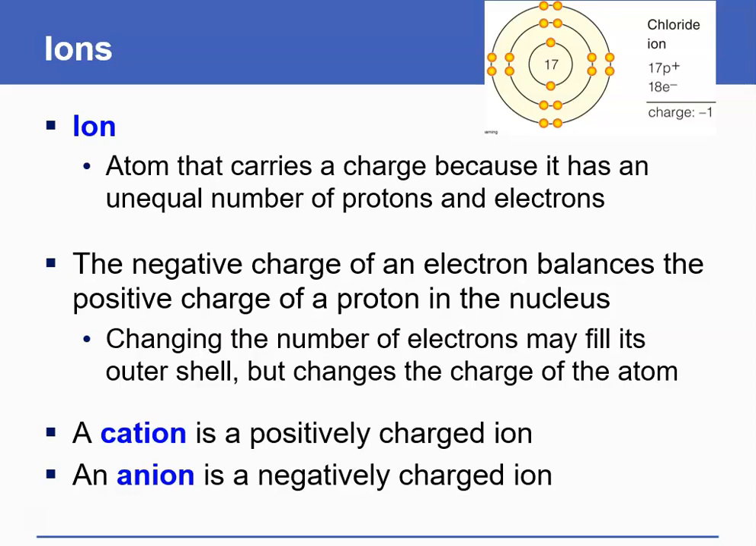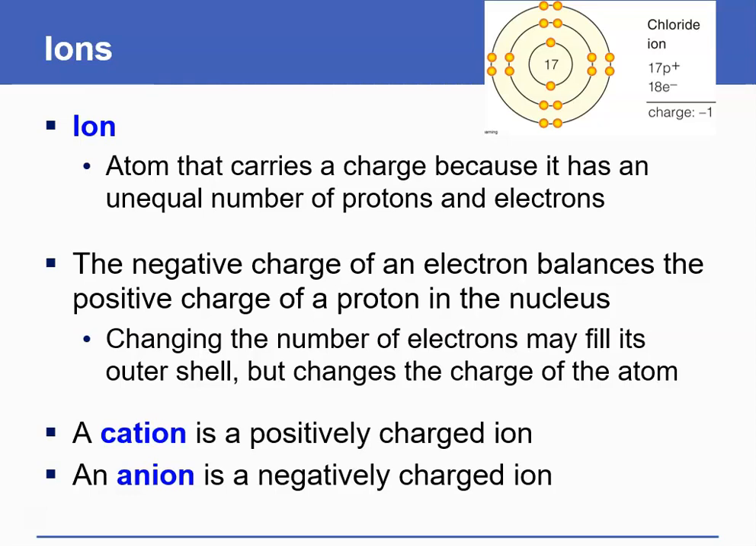So we covered this already. When an atom loses an electron or gains an electron, that atom now becomes an ion. So an ion is an atom that has a charge because the number of protons doesn't equal the number of electrons. You're going to find out biology is all about terms.